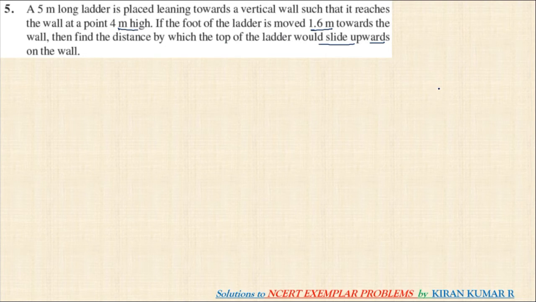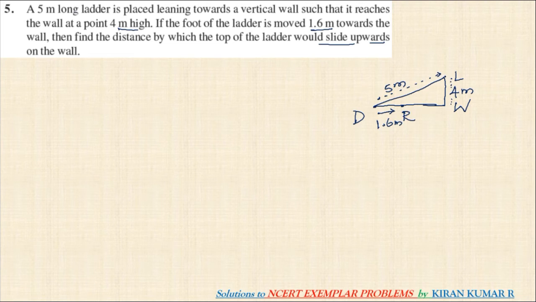Here, the situation is like there is a ladder placed leaning towards the wall. If I mention this wall to be say LW and this as some D, DL represents the ladder, which is 5 meter, and this ladder is leaning towards the wall and it reaches the wall at 4 meter. From here to here it is 4 meter. Now the foot of the ladder is moved towards the wall by 1.6 meter. Let it reach the point R. Now the ladder slides upwards and it reaches some point, say E.